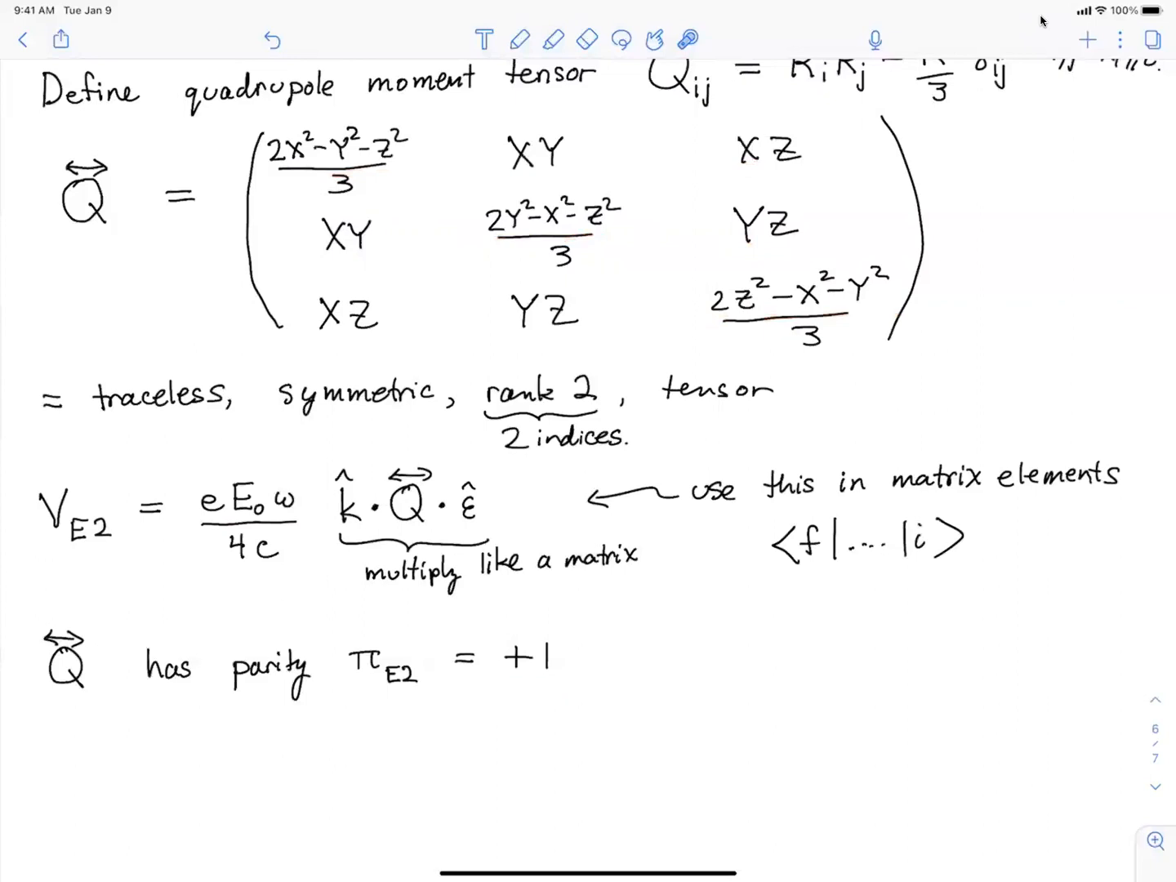So that means if we know the parity of the operator, we know the parity of the selection rule. That means the initial state and the final state have to have the same parity, otherwise you get 0 for the contribution.